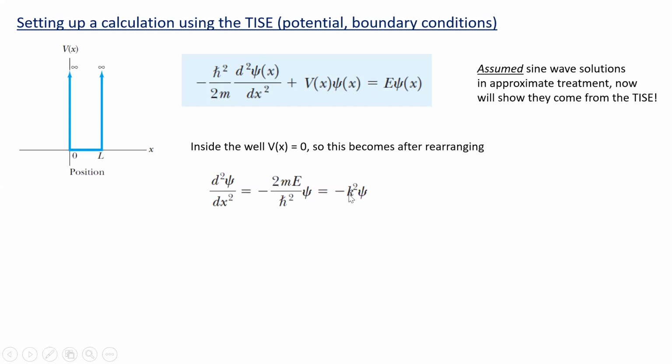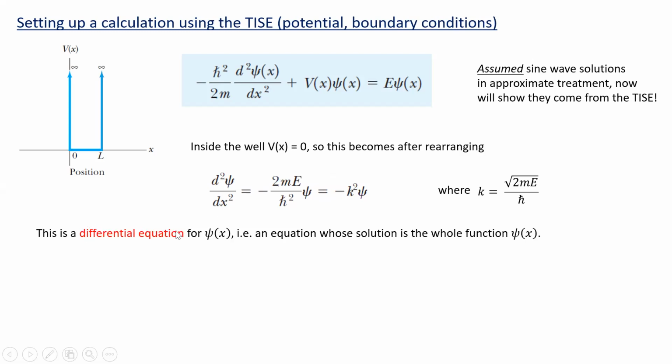And k is suggestively named because it turns out to be the wave number of the wave function. So k would be equal to, since k squared is 2mE over h bar squared, k would be the square root of that, or the square root of 2mE over h bar. All right, so what we have here is a differential equation, but we've simplified it to a more manageable differential equation for the wave function psi of x.